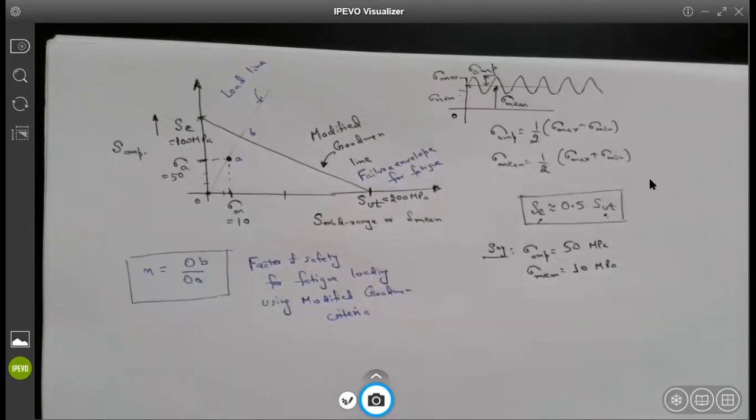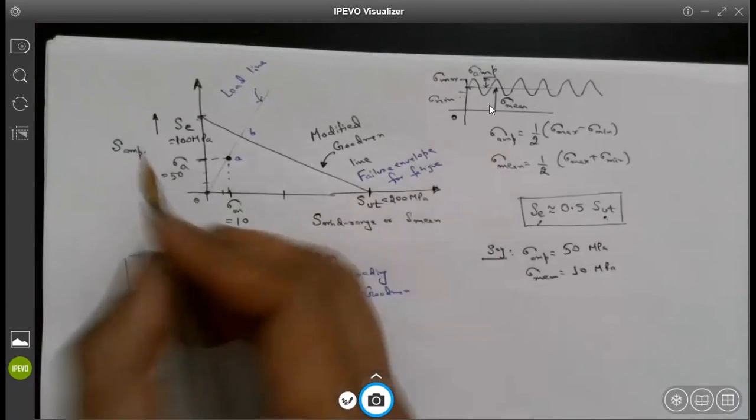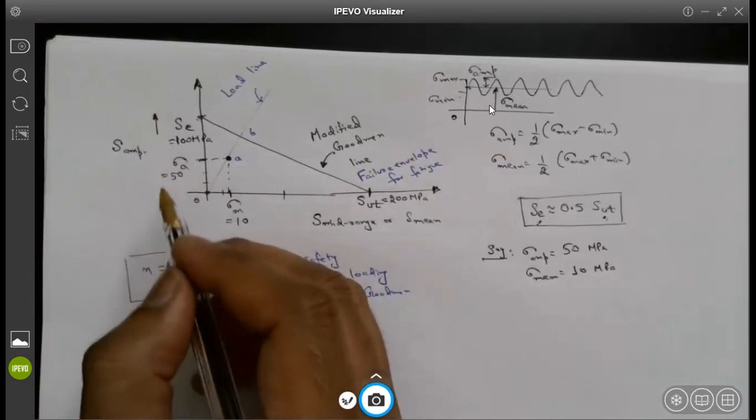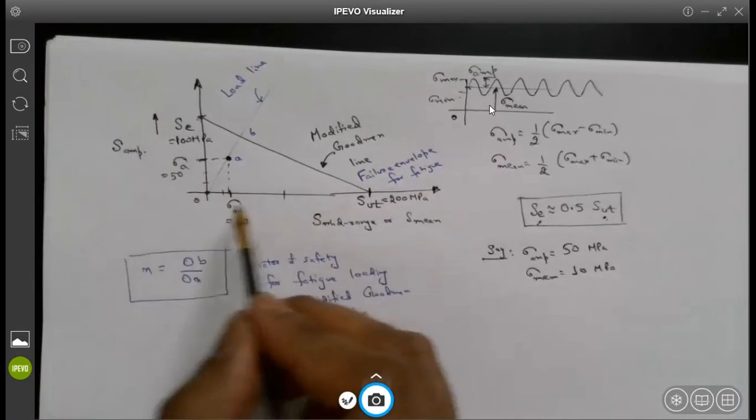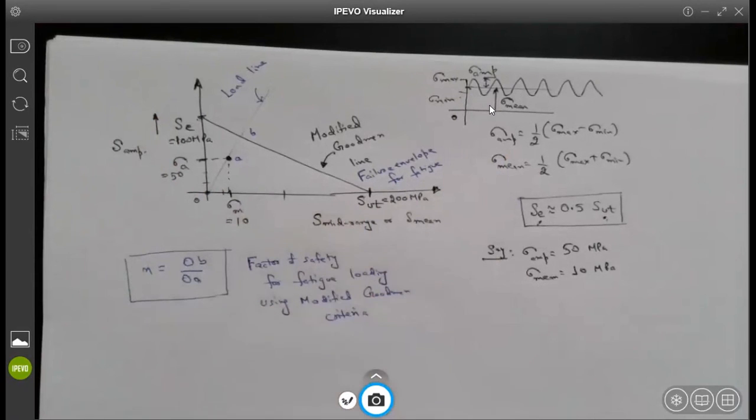What's sigma A again? Sigma A is your amplitude. This is the axis where all the amplitude components will be plotted, and this is the axis where all the mean stresses or mid-range components will be plotted. Does it make sense, guys? Yeah. Cool. So now you know how to calculate the factor of safety for fatigue loading using modified Goodman criteria.